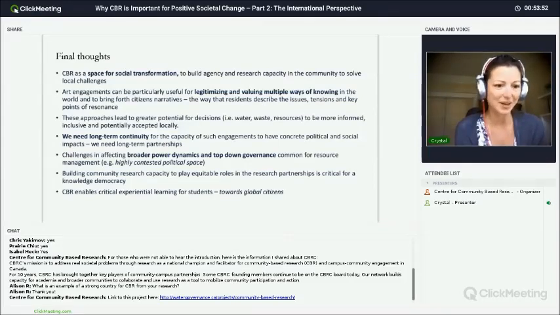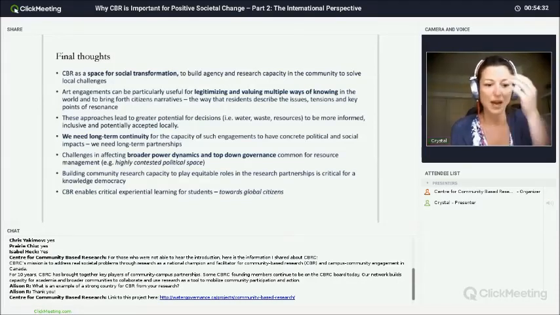So what we do need to be thinking about moving forward is having more support for long-term continuity if we really want these engagements to have concrete political and social impact. So really having long-term partnerships. I know this also came up in Martin's talk as well. So really moving away from just short mini projects, to be thinking about community research embedded in long-term partnerships with a lot of capacity in the community to be working together.